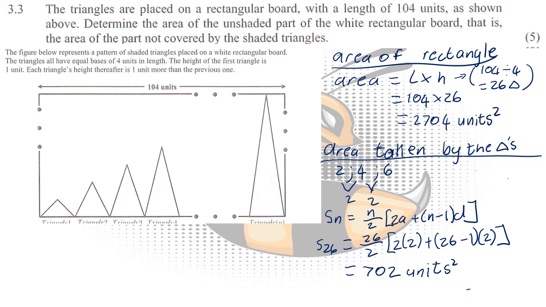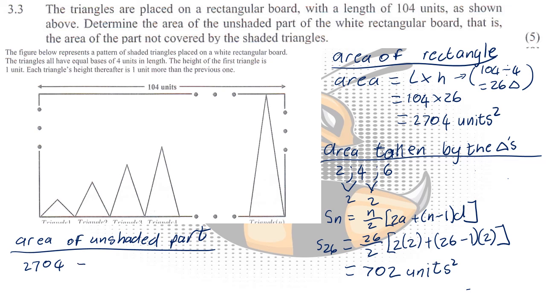And now finally, we can calculate the area left, or the area of the unshaded part. For that, we simply take the 2,704 units squared minus 702, which would give me 2,002 units squared. So as easy as that, that was the question.